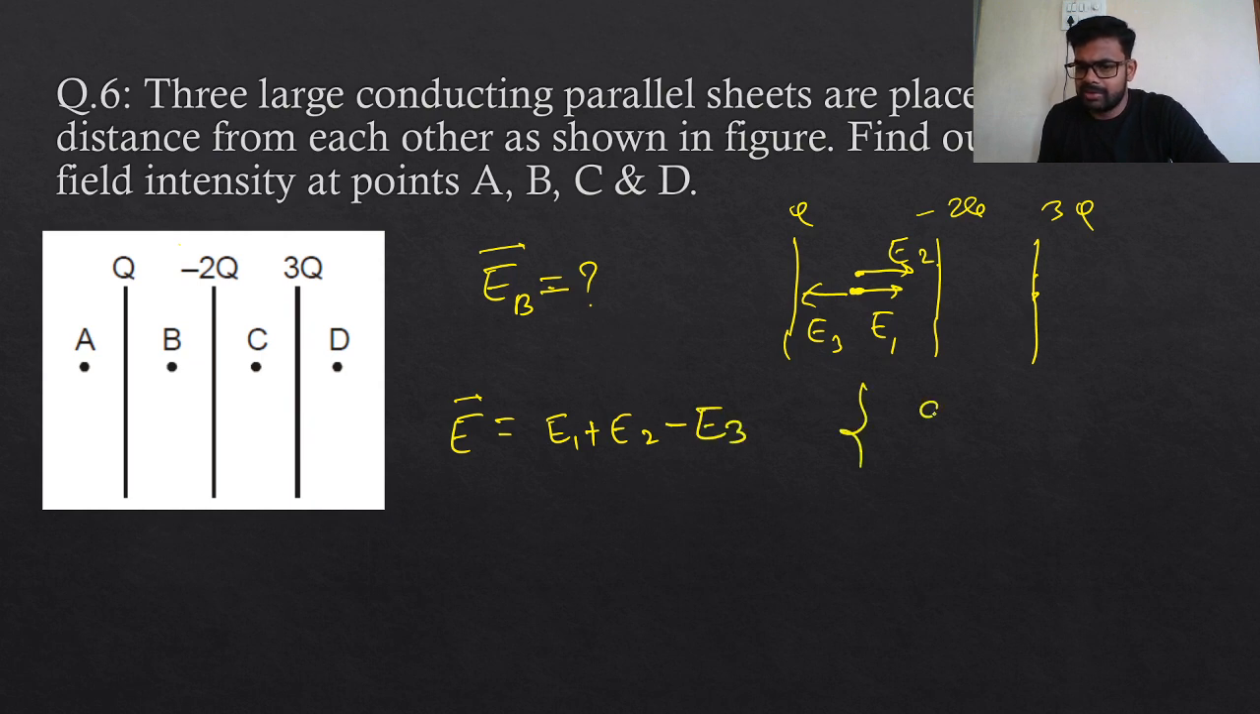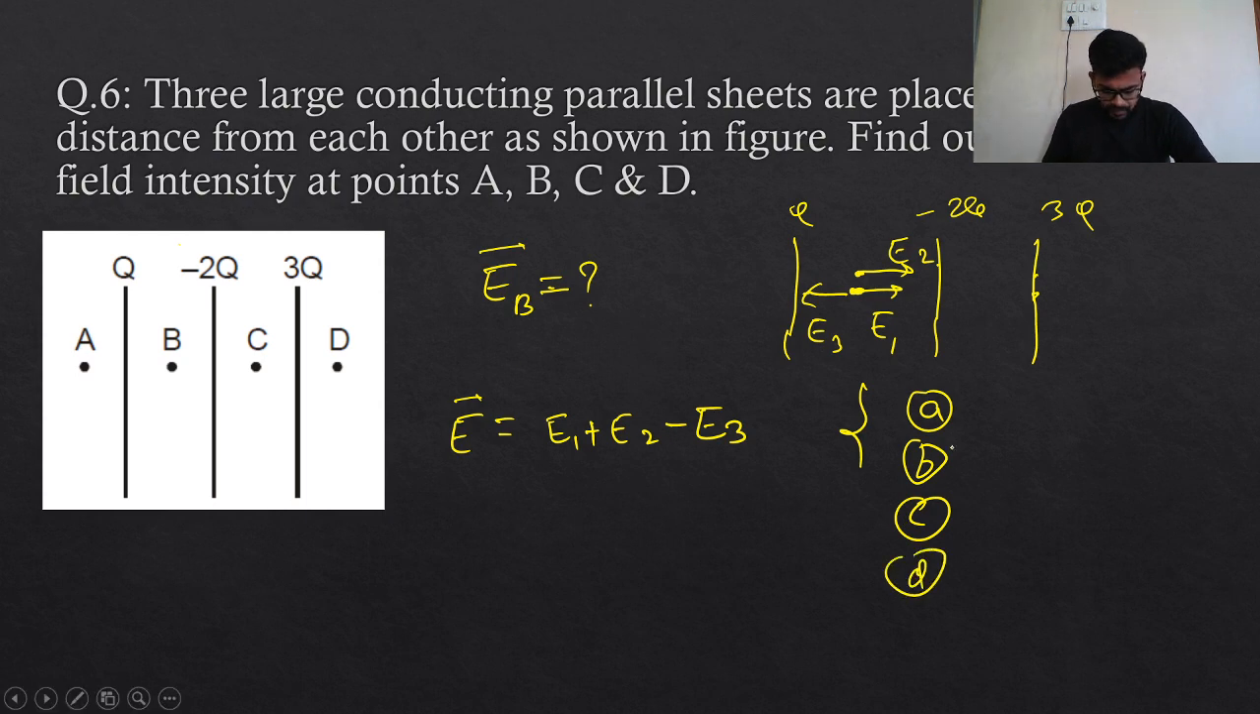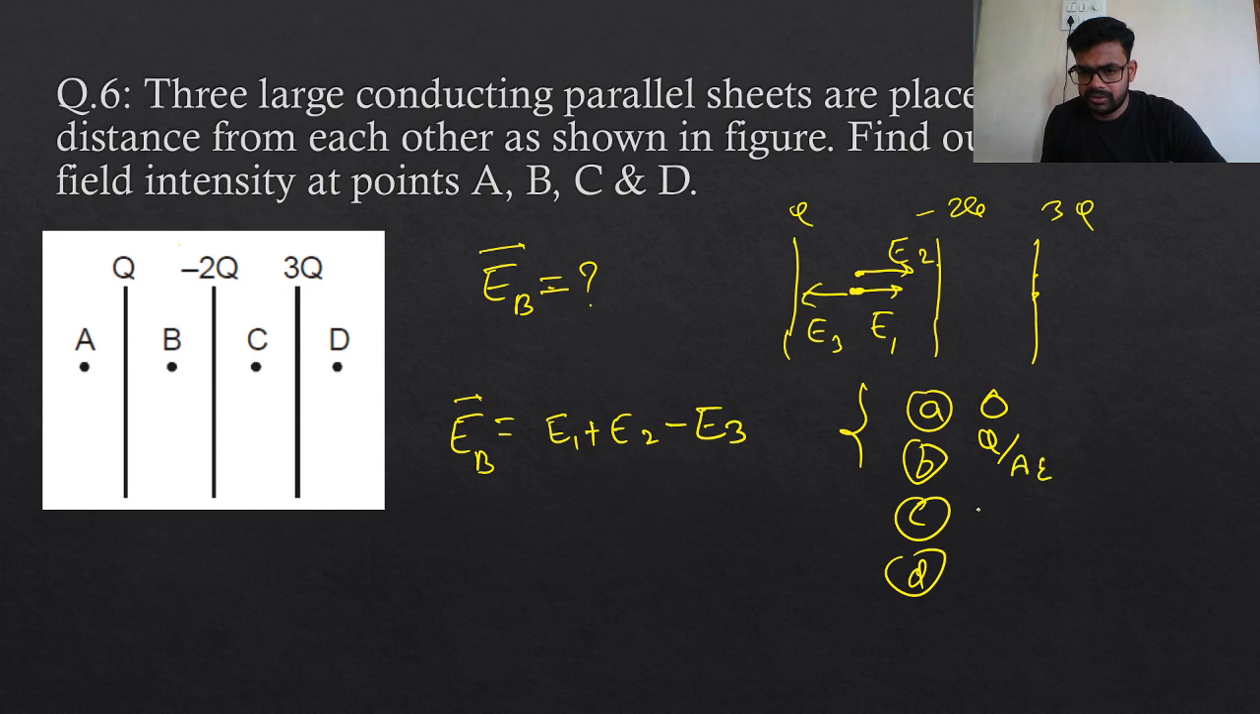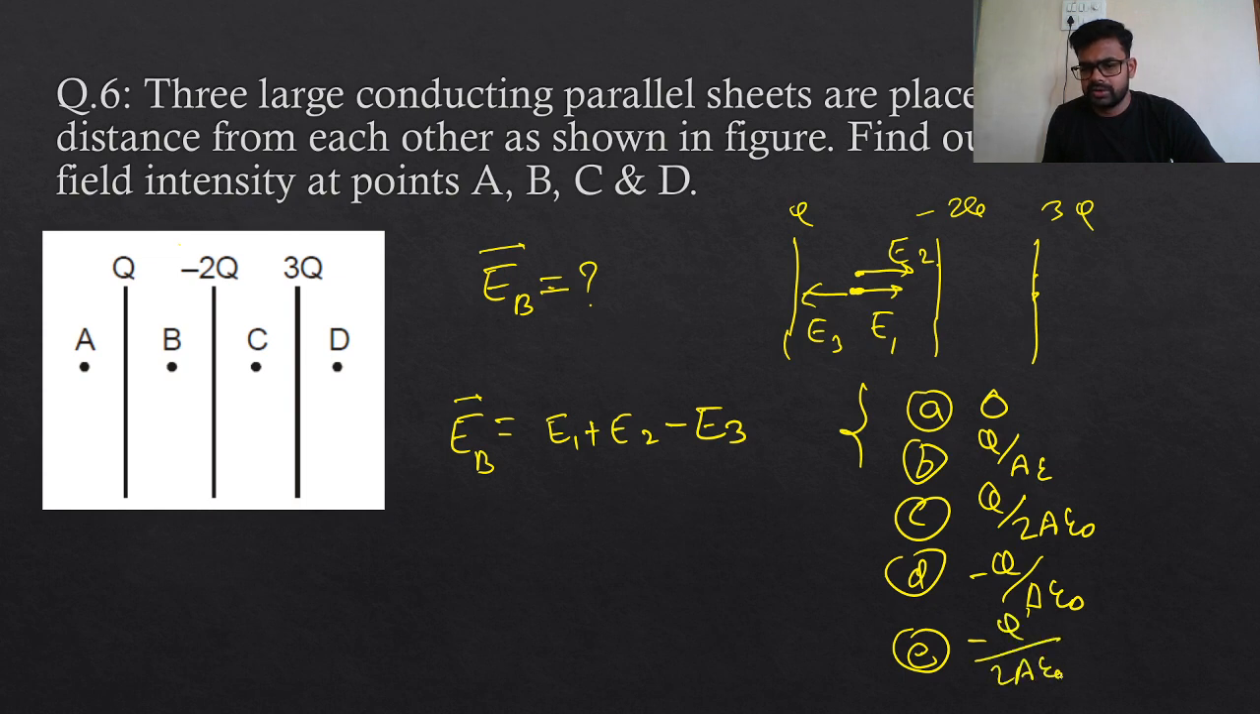Options I am giving you: A, B, C, D. Choose the correct option. Your time starts now. You need to find the electric field at point B. The options are 0, Q upon epsilon naught, Q upon 2 epsilon naught, minus Q upon epsilon naught, and E option minus Q upon 2 epsilon naught. Choose the correct answer. I'm giving you 20 seconds.